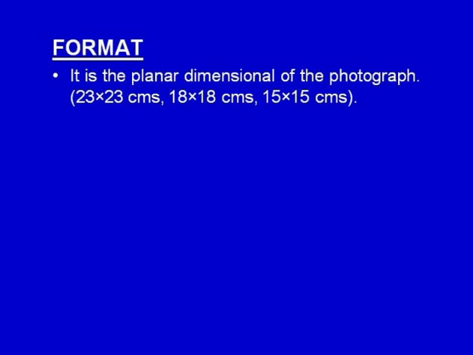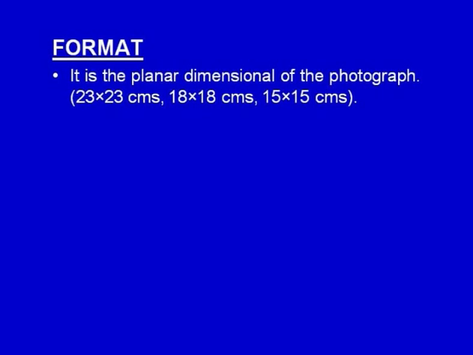Then we come to format. Well, it is the planar dimension of the photograph. That is, we can say it is the size of the photograph. Normally, in aerial photogrammetry, the size of the image is not what we observe in our daily life from a simple camera, but it could have a size of 23 by 23 centimeters or 18 by 18 or 15 by 15 centimeters, which is not the common size of a photograph. Next is photogram. Well, a photograph is termed a photogram if the bundle of rays of the object side at the moment of exposure can be reproduced.